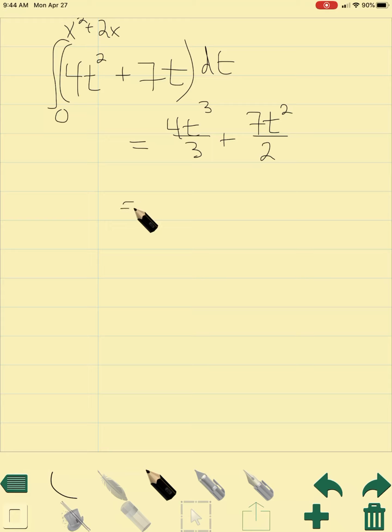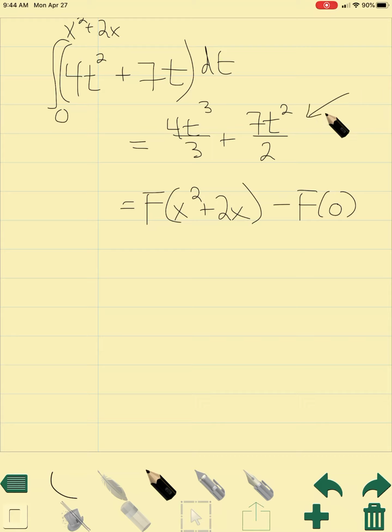Then we would just plug in F of x squared plus 2x, minus F of 0, given that this was our f of t. So we would plug those values in, and that would be the first fundamental theorem of calculus that we looked at last week.